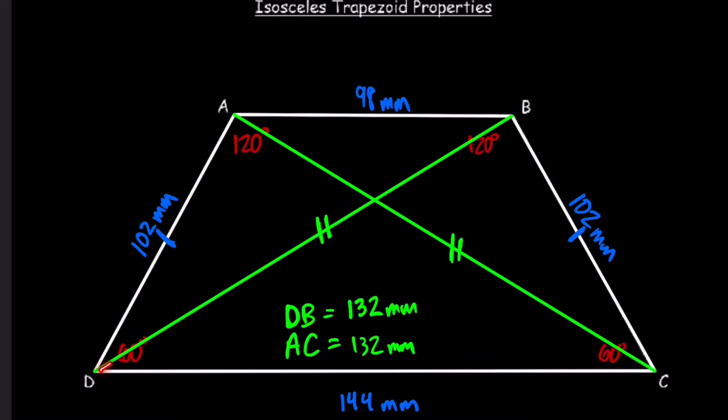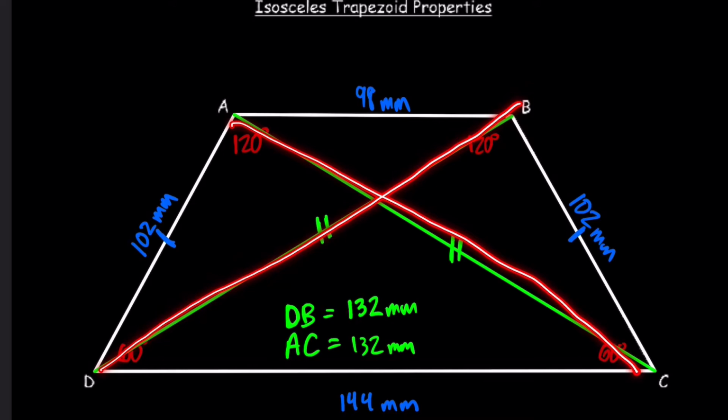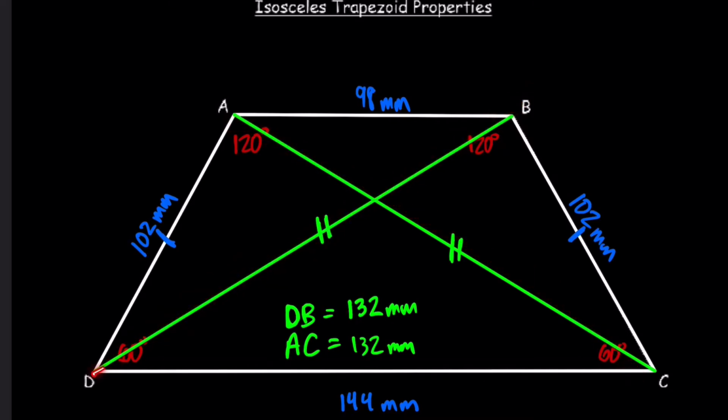Another property of isosceles trapezoids is that the diagonals are congruent. They don't bisect each other, but the length from D to B is the same as the length from C to A.